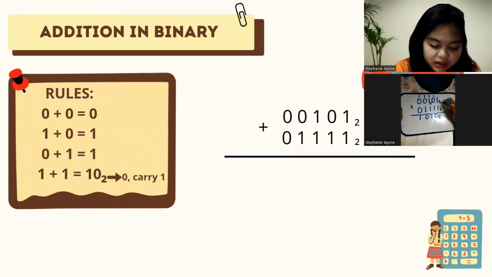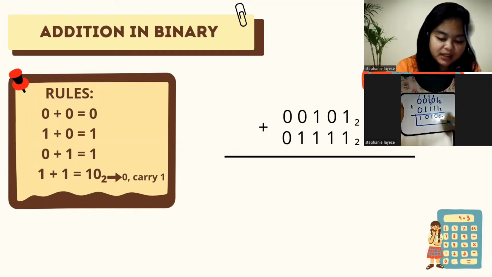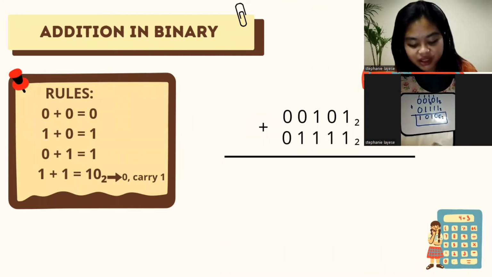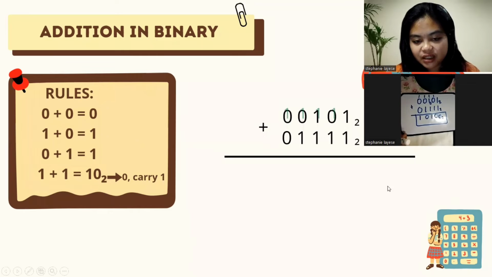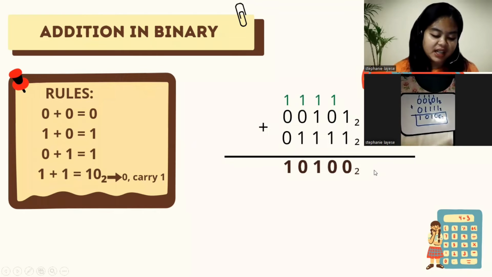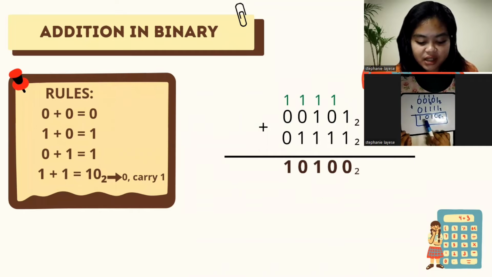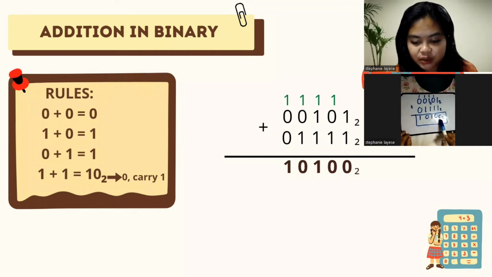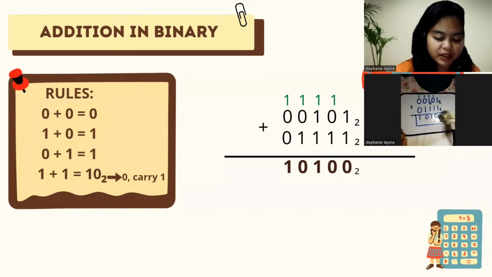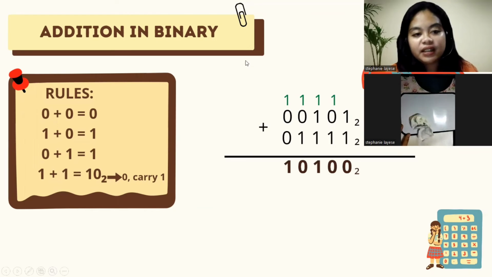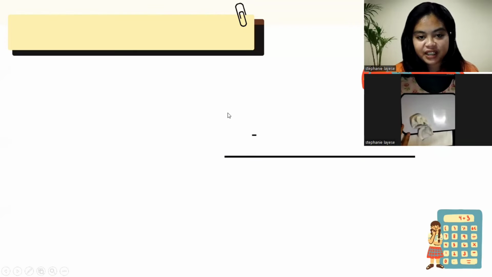Now, copy the subscript of 2 and we will get this answer. I hope you understand my explanation bit by bit. Now let's check if we get the correct answer here. And yes, we got 10100 subscript of 2. All right. Let me just erase this one. And then let's proceed to subtraction in binary.